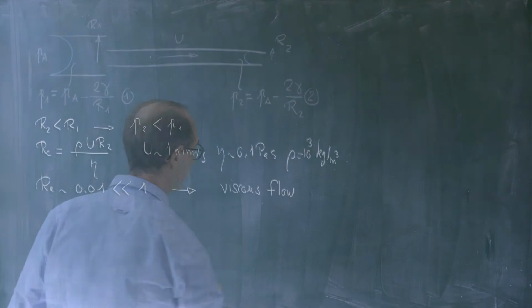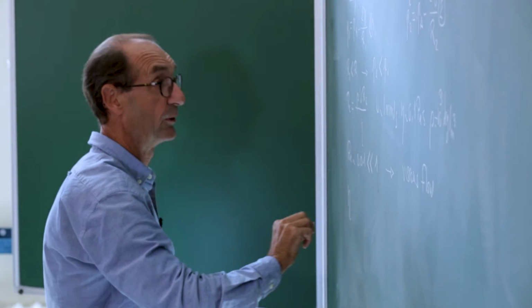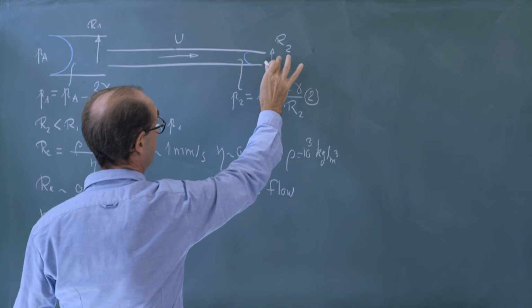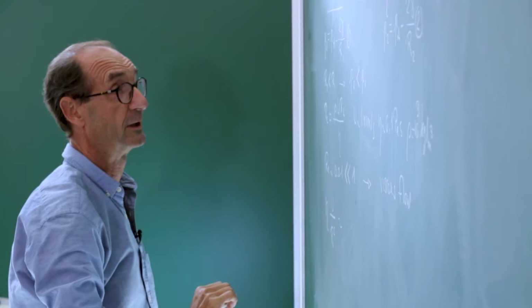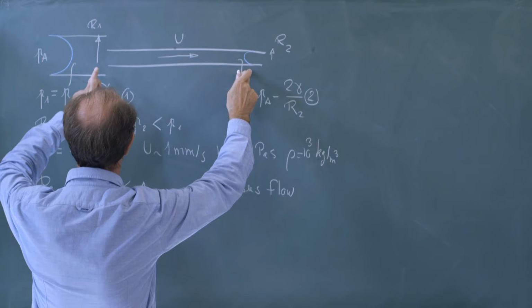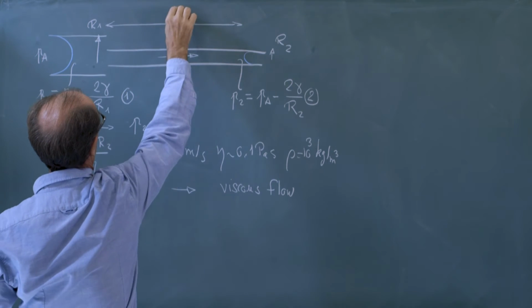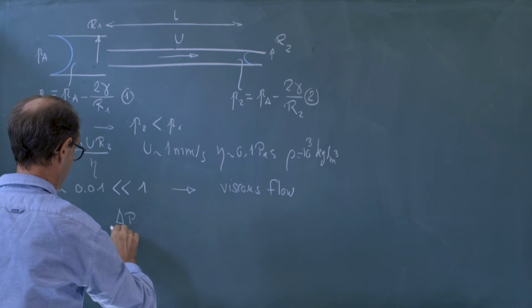And for a viscous flow, the dynamics of the flow is such that viscous terms are balanced by pressure gradient. So if we write these terms in order of magnitude, the viscous term is the viscosity eta multiplied by the velocity u, divided by the square of the radius here, R2 squared, which balances the pressure gradient. That is the difference of pressure between this point and this point, divided by the length L on which this pressure gradient operates, delta P over L.